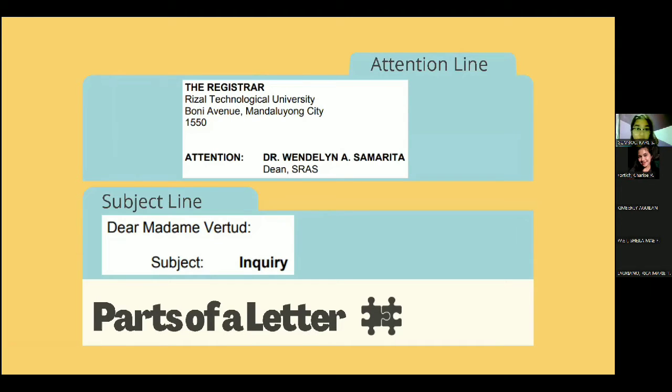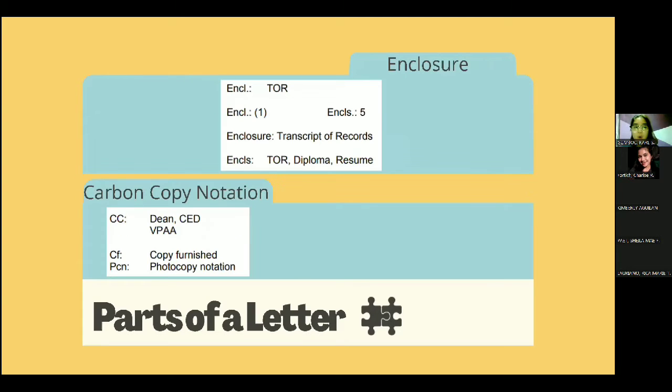So the following parts are the optional parts of a business letter. First one is attention line, written below the inside address if the writer wants a particular individual to handle his or her letter. And next one is subject line. This is to inform the reader what the letter is all about, and it is written 2 spaces below the salutation. Next slide, please. Enclosure or attachment.